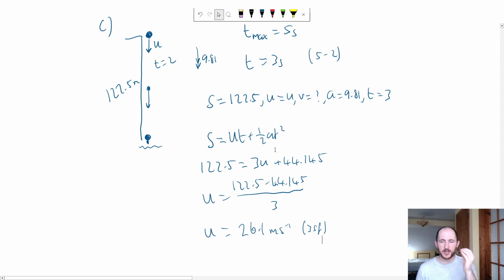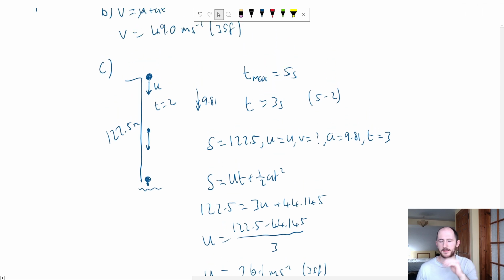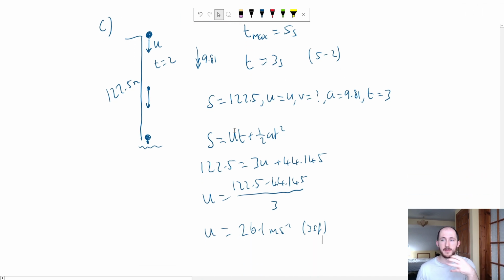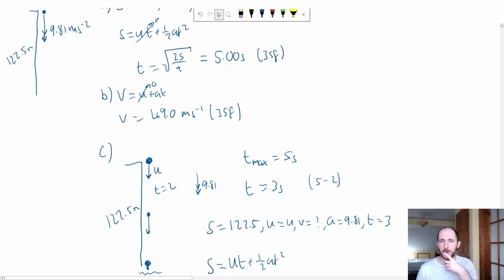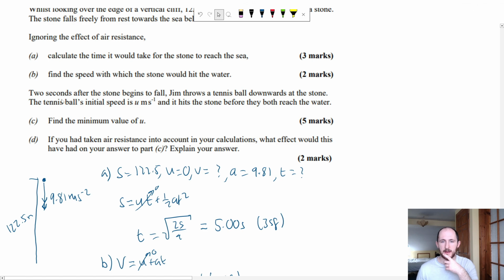Now why? Simple. Because you get marks for deducing things like the highest speed, the max time it could take is 5 seconds, which means the max time we're going to use is 3 seconds because it's 2 seconds after. You get marks for all of these individual bits. So it's really, really good, but it is quite tricky. But this is what I'm talking about in terms of SUVAT.